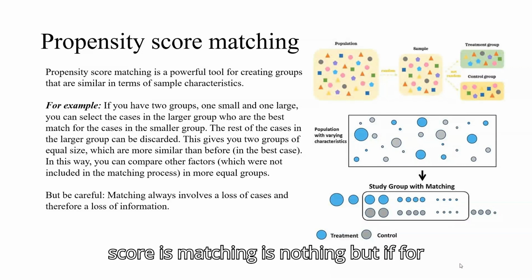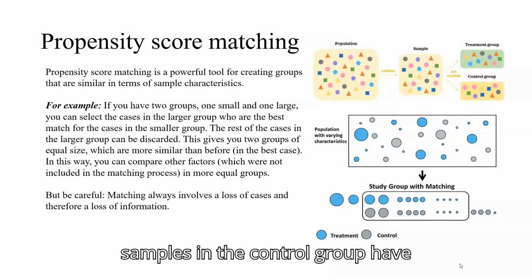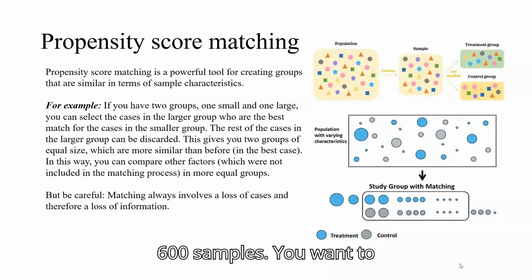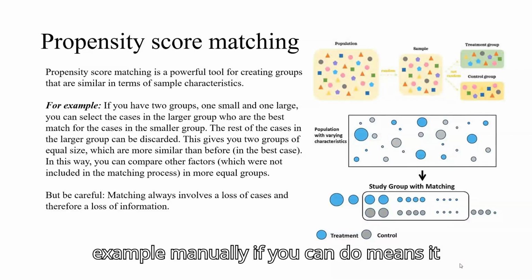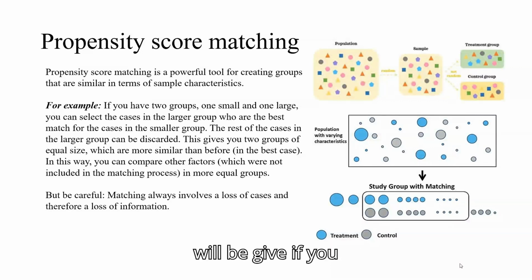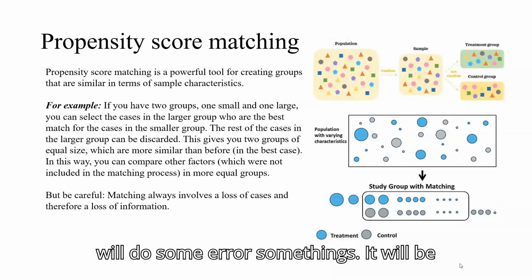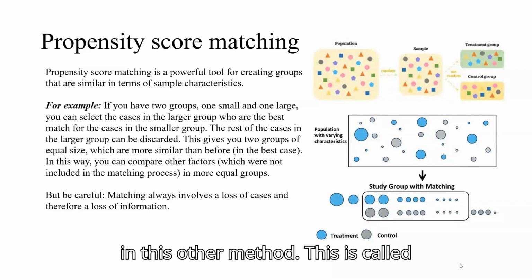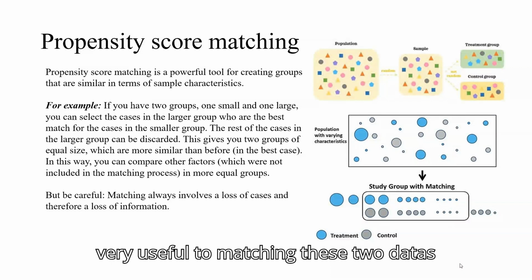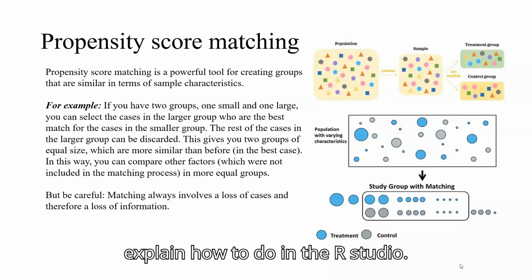So propensity score matching is, for example, if the cases have 120 samples and the control group has 600 samples, you want to equalize these two samples, so that is called propensity score matching. If you do it manually, you might make some mistakes or errors. This is called propensity score matching. It will be very useful for matching the data from these cases and controls. I will explain how to do it in R.